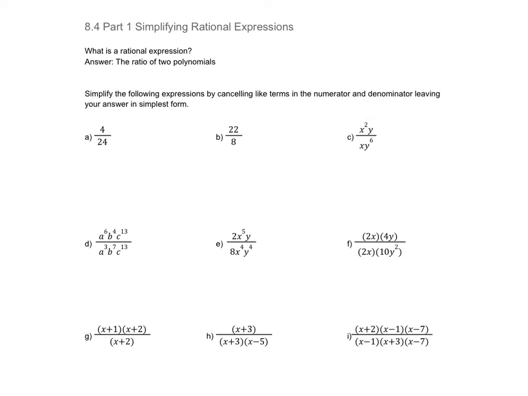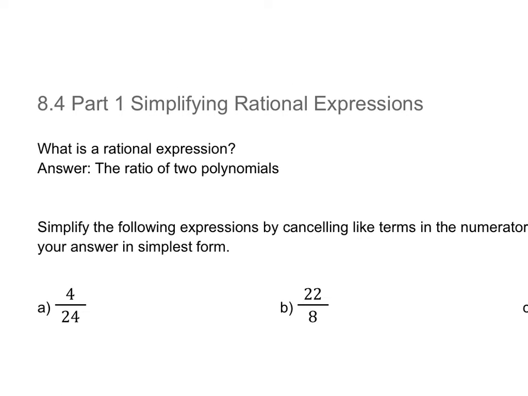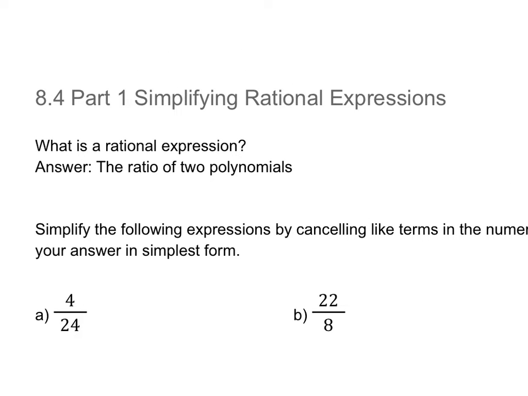All right, so let's start Unit 4. It's a fun unit, so this is all about rational expressions. And let's first start, the first lesson is about simplifying. But first let's start with what is a rational expression. So the answer is the ratio of two polynomials.